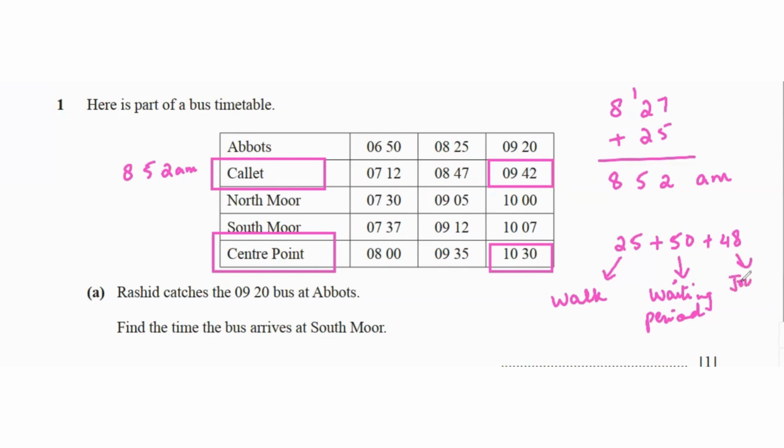So the journey from Calais to Centrepoint. So these three values represent this information: the walking time period, the waiting time period, and her journey from Calais to Centrepoint. So we'll add these up, and that is going to give us 123 minutes. That is the exact time it takes for her to start from her home and to reach Centrepoint.